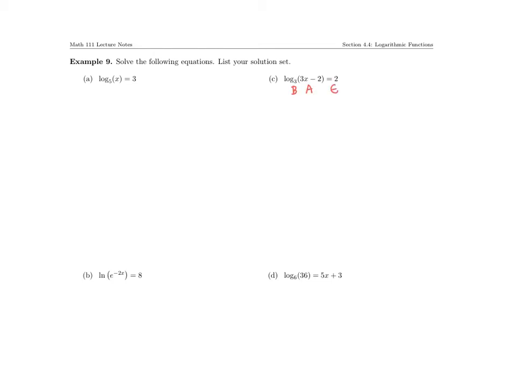Log bay. I'm going to change this into base of 3, exponent of 2, answer of 3x minus 2. Okay, that's not too bad. And then we're going to solve. Just a reminder, this was base, exponent, answer. So this is going to be 9 is equal to 3x minus 2.